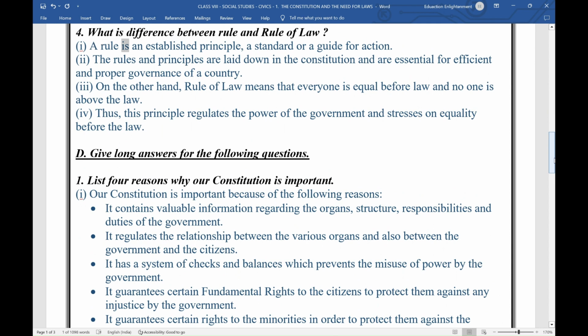4. What is the difference between rule and rule of law? I. A rule is an established principle, a standard or a guide for action. 2. The rules and principles are laid down in the Constitution and are essential for efficient and proper governance of a country. 3. On the other hand, rule of law means that everyone is equal before law and no one is above the law. 4. Thus, this principle regulates the power of the government and stresses on equality before the law.